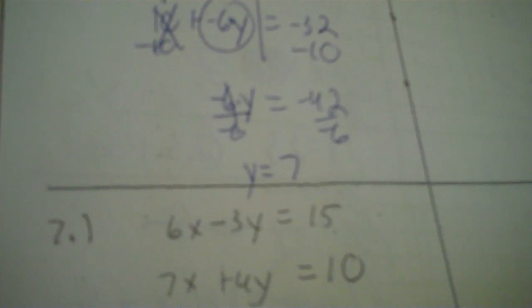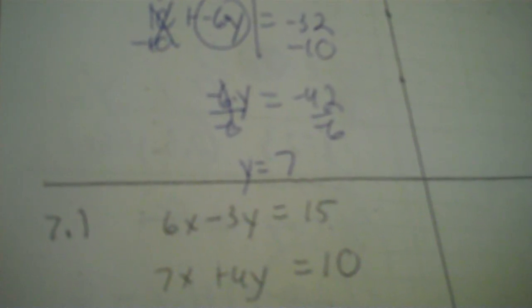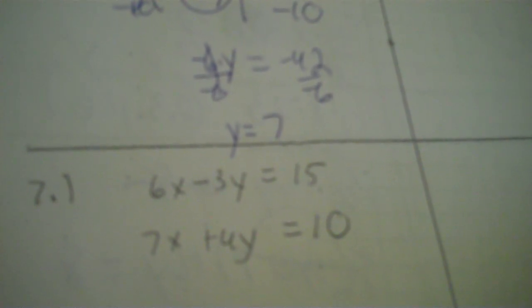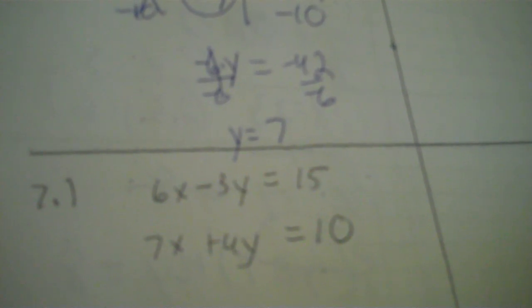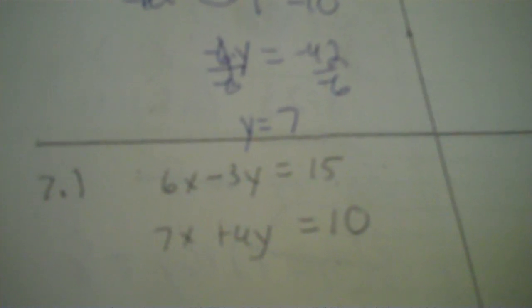Okay. Next one, number 7. 6x minus 3y equals 15. Then 7x plus 4y equals 10. If you're on virtual, you need to be writing it down, obviously. Okay, so elimination's still the way to go.